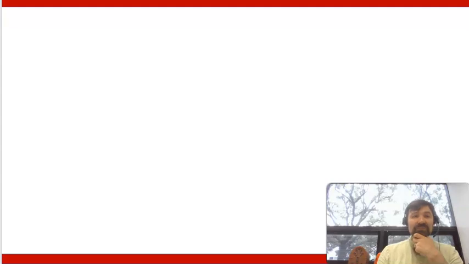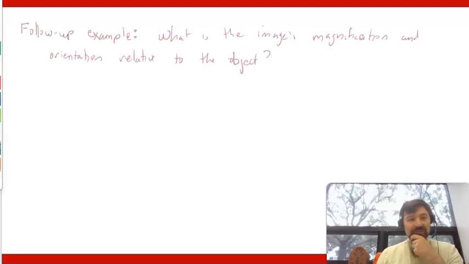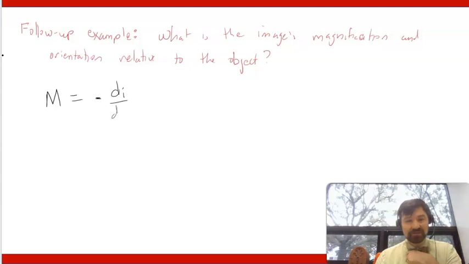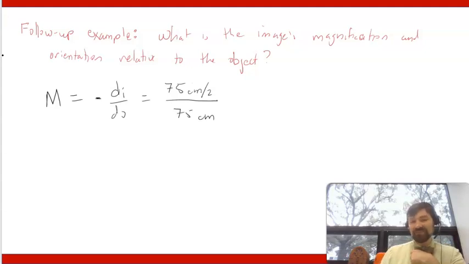A follow-up to that example would be to ask about the magnification and orientation. Okay, the magnification M, again, can be given by negative DI over DO. So we just found that that was 75 centimeters divided by 2 for the image distance. The object was 75 centimeters. So I have half of something divided by the something. That means that I have a half. There's a minus sign out front, so this is minus a half. So the magnification is minus a half.